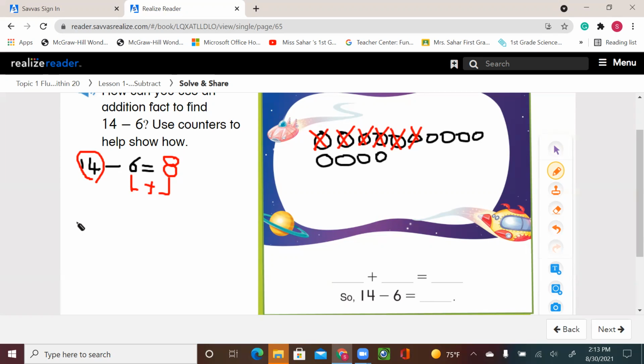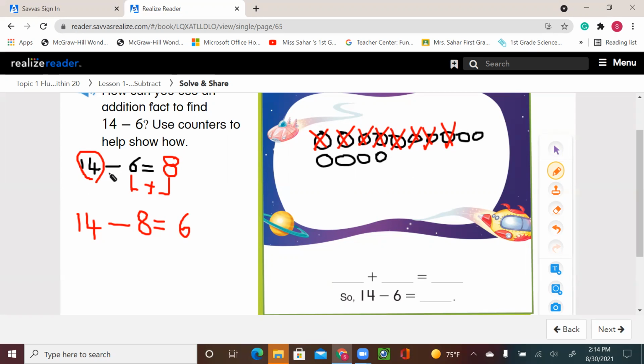All right, what if I say 14 take away 8? What do you think your answer will be? Very good, 6. If I have the 14, and then instead of taking away 6, I will take away 8. So 1, 2, 3, 4, 5, 6, 7, 8. So how many do we have? 1, 2, 3, 4, 5, 6.